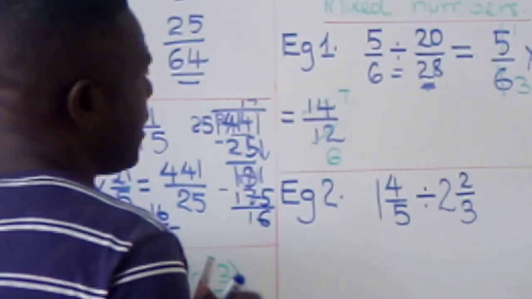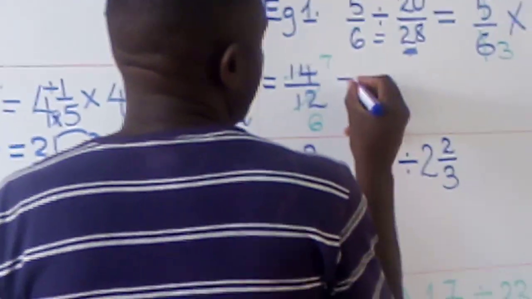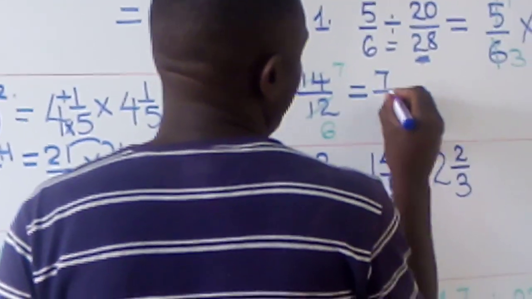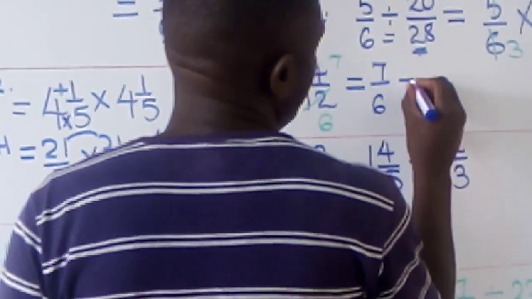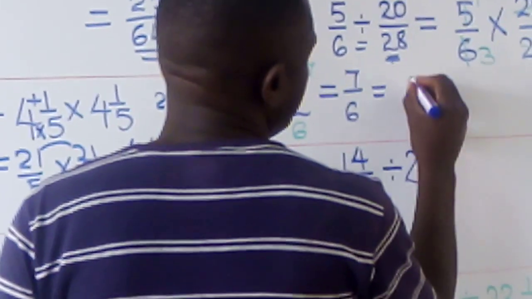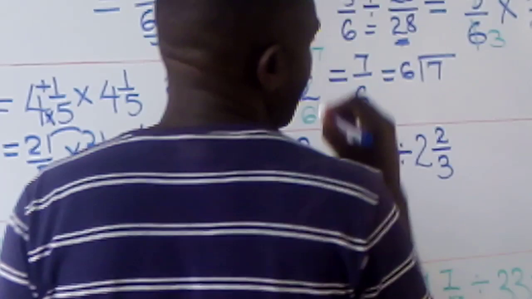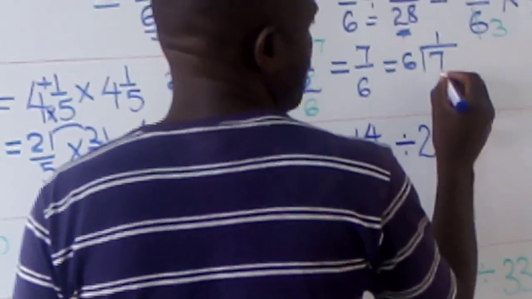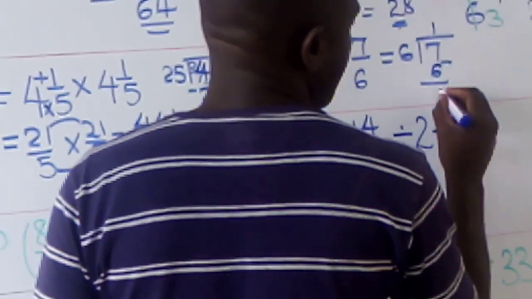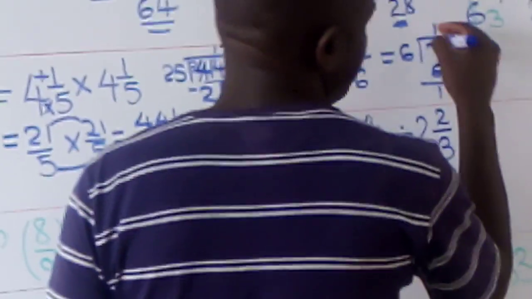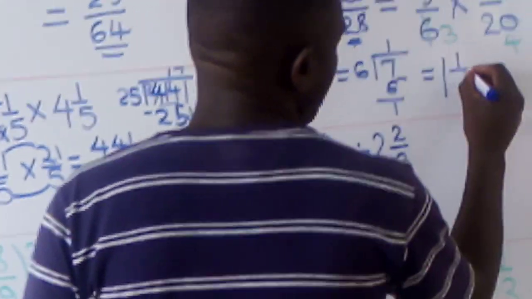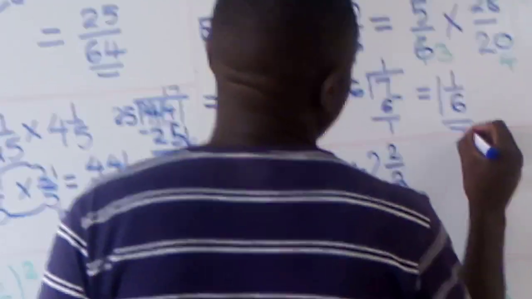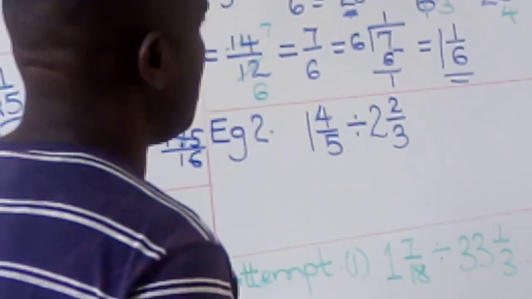And so the result here is 7 over 6, which we must change into a mixed number by dividing. 7 by 6 is 1 because of 6, and remainder 1. So the answer becomes 1 whole 1 over 6. That is going to be the answer.